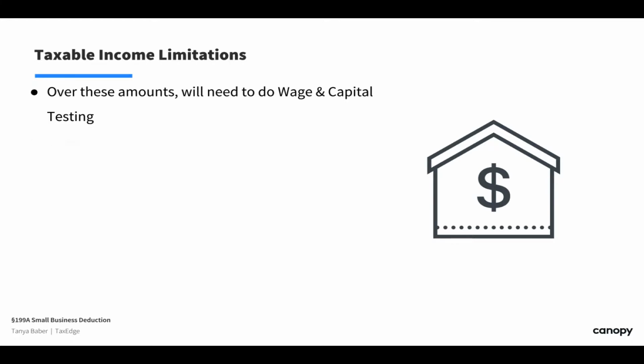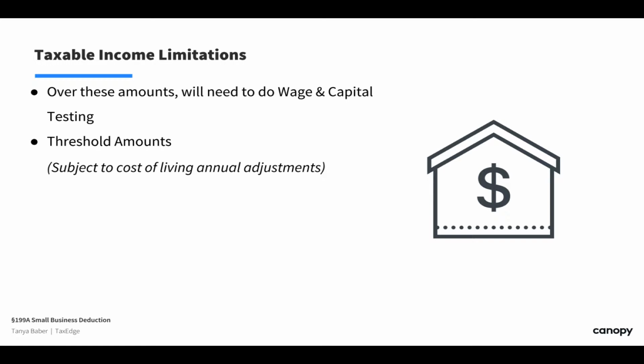The threshold amounts are going to be subject to cost of living annual adjustments. I'm giving you the 2018 amount because we're still dealing with 2018 tax returns here, but know that it is different for 2019. So the threshold amounts, this is taxable income. You prepare the whole entire return all the way through to the point you get to taxable income. And then we use that to worry about this qualified business income deduction.